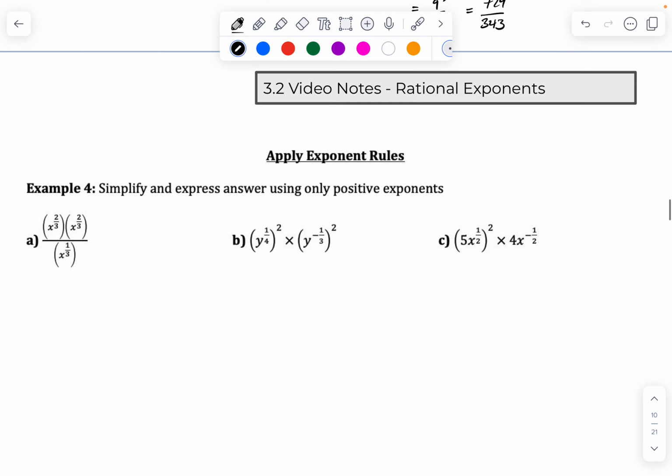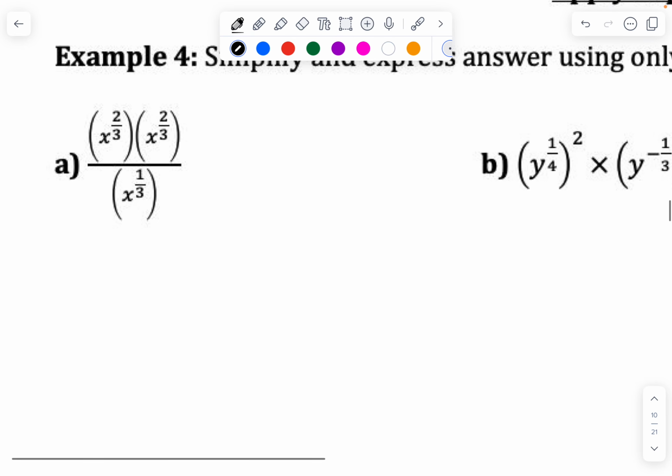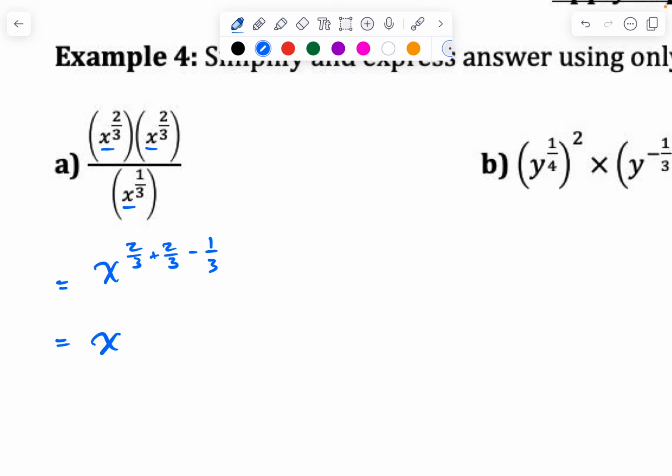Okay, let's see one last bit. We're going to apply all of our exponent rules. So remember, this is all the same base. So when I add the same base, it's going to be x to the 2/3 plus 2/3. And then when I divide the same base, I subtract. So this is x to the 4/3, take away 1/3 is 3/3. So that's x to the power of 1, which is just x. Done.